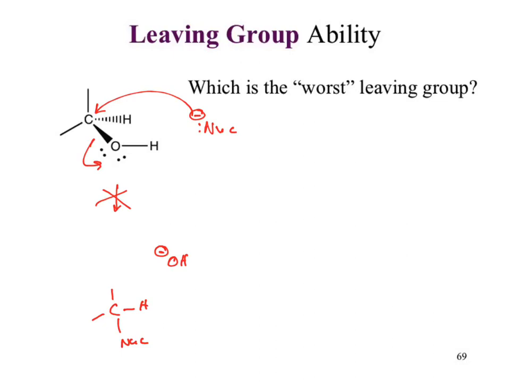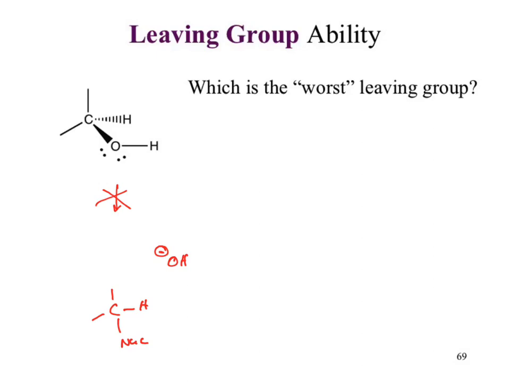So when we talk about leaving group ability, it has to be a good leaving group. If it is not a good leaving group, it can't leave the structure. How could I make OH into a good leaving group? Add a hydrogen to it. So instead of adding a strong nucleophile, what do I need to add? I need to add something that is going to put a hydrogen onto that structure.